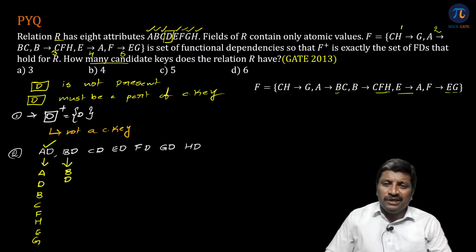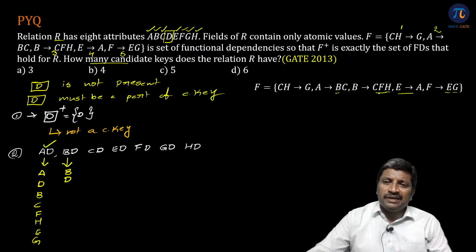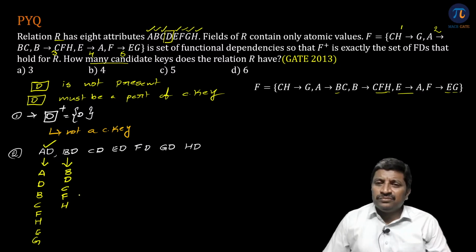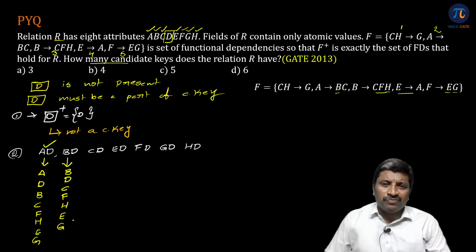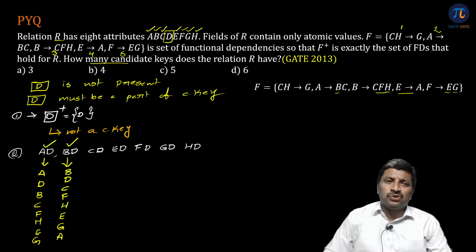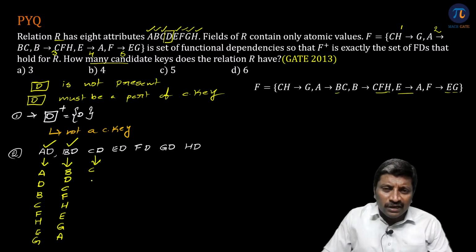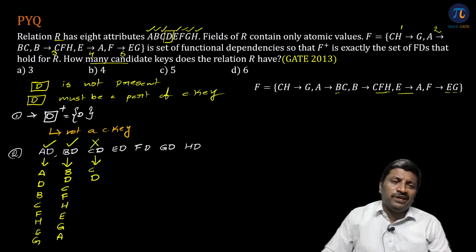What about BD? B, D. Anything else, sir? With B, I can get C, F, H. Then with F, I can get E, G. What about A? With E, we can get A. I think I got all attributes. Fine. It is also a candidate key. What about CD? With C, D, I can get only CD. Anything else? No, sir. So this cannot be a candidate key because we are not getting all attributes.